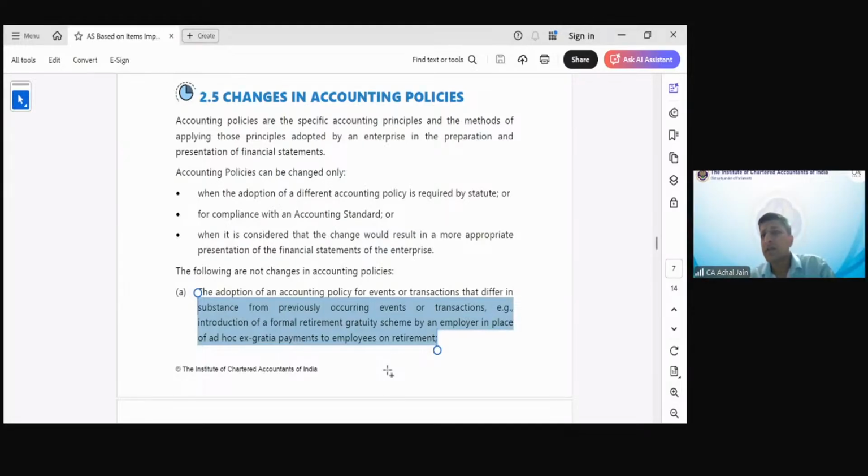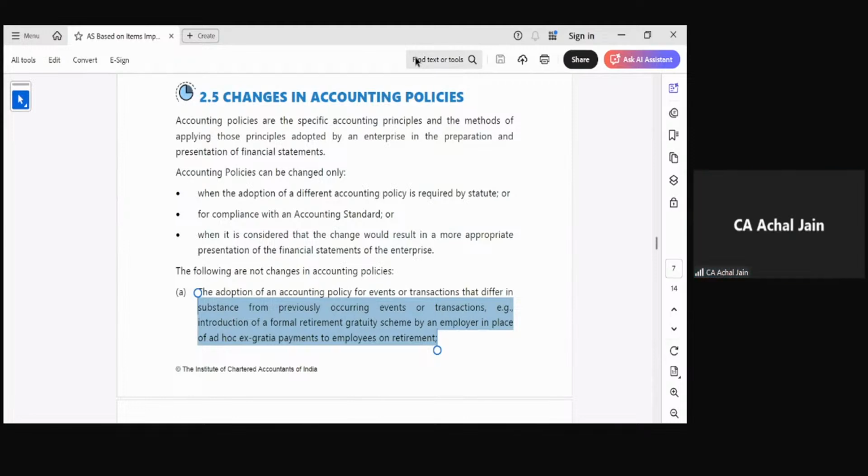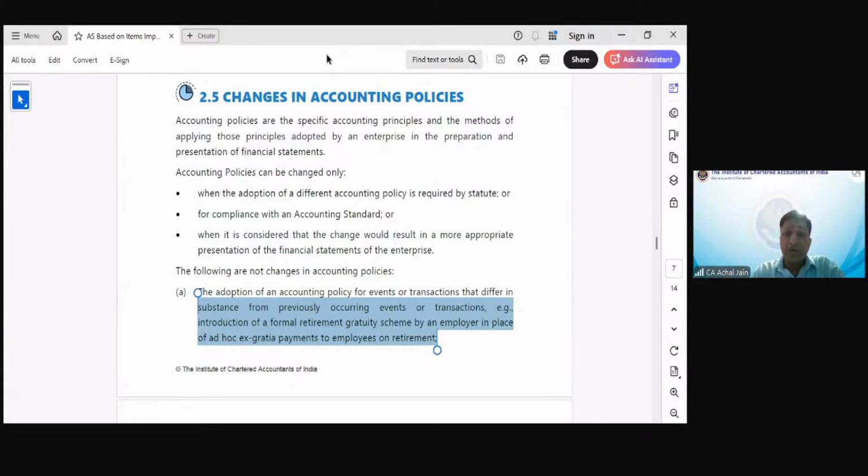So what do you call it as? Change in policy? The answer is no. Why? Because it's an employee benefit which did not exist in the previous years. If you bring that now, then you will say it's a new transaction. Yes or no? And for this new type of employee benefit, you will have to bring in one accounting policy. Right? Clear on this?